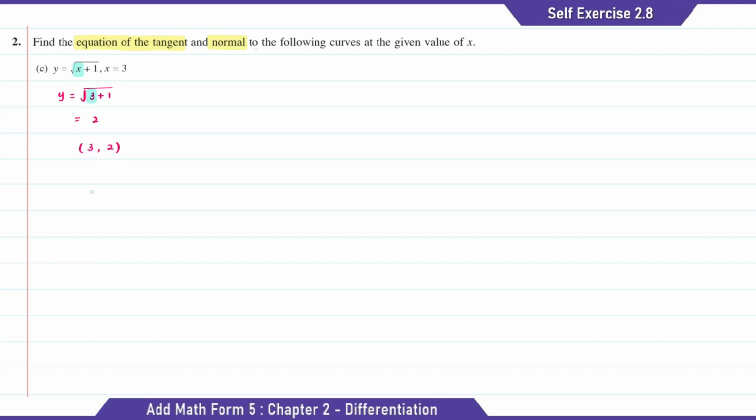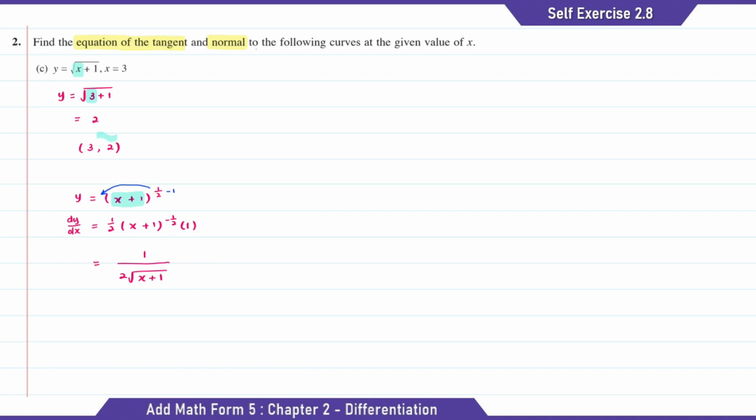To find the dy/dx, I'm going to write the equation as y equal to (x plus 1) to the power of 1 over 2. Then dy/dx is equal to 1 over 2 (x plus 1) to the power of negative 1 over 2. Then differentiate the terms in the bracket, which is 1. This is equal to 1 over 2 (x plus 1) to the power of negative 1 over 2, which I can write as 1 over 2 square root of x plus 1.